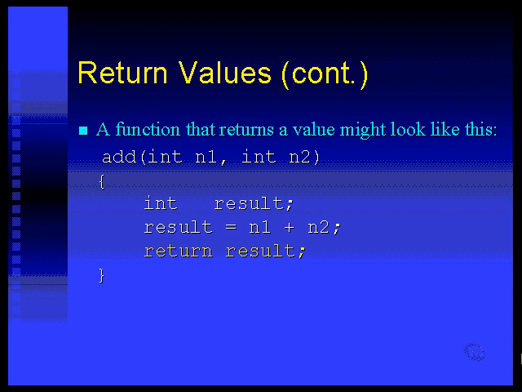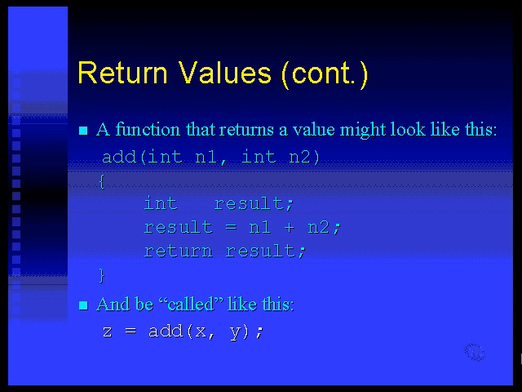So how might we call this function? What would it look like if we actually were to call add from main? Well, it might look like this. We might say z equals add, and then the two parameters that we might pass in may be x and y, for example. x will get copied into n1, y will get copied into n2, then we declare a local variable called result. We add n1 and n2 together, which would obviously be the x and y together, and then the return statement is called, which ends up passing the value back into z.